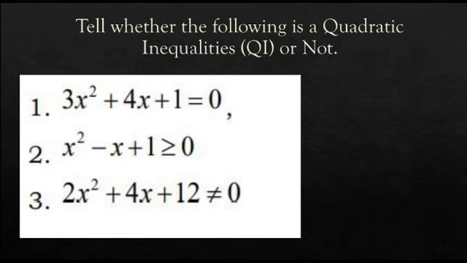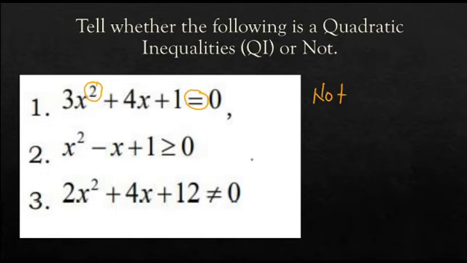3x squared plus 4x plus 1 equal to 0. Take note that for us to say that it is a quadratic inequality, it must be using a symbol of less than, greater than, greater than or equal, less than or equal, or not equal. And the highest exponent must be equal to 2. So let us observe. For number 1, the highest exponent is 2, but the symbol that is used is the equal sign. So this is particularly a quadratic equation. Therefore, this is not a quadratic inequality.